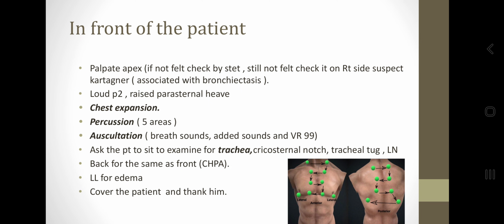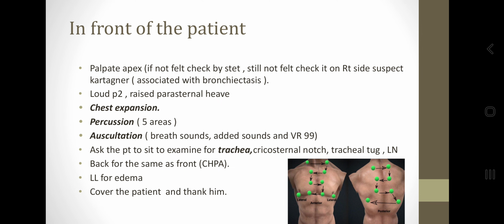In front of the patient, it is important to try to palpate the apex. If not felt, try to check it by stethoscope. If it's not felt, try to palpate it on the right side, which indicates or makes you suspect Kartagener syndrome, which is a common case in chest, usually associated with bronchiectasis. Check for loud P2 and raised parasternal heave, which is a sign of pulmonary hypertension.